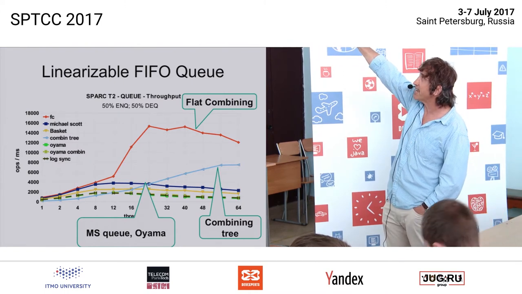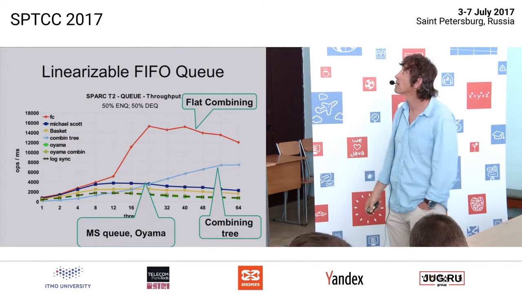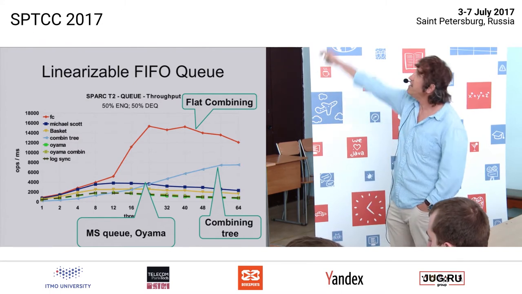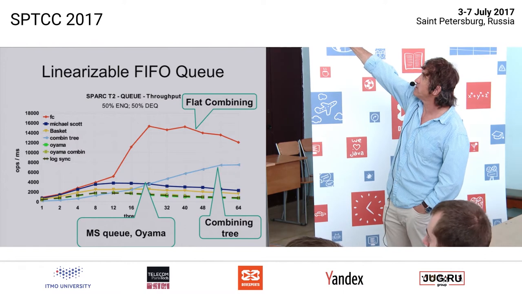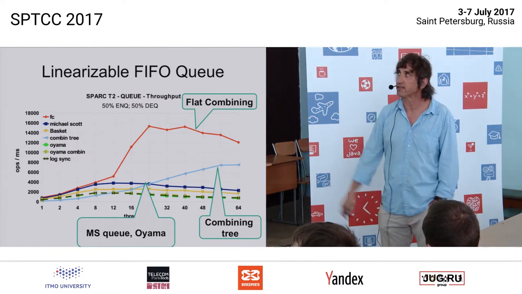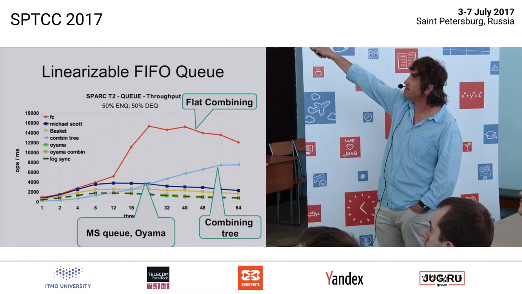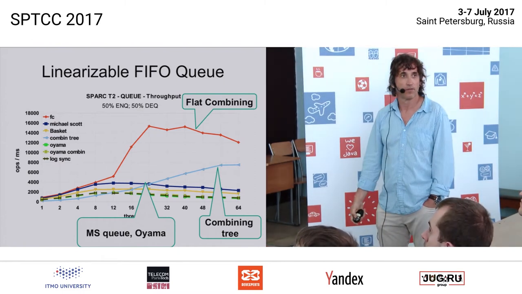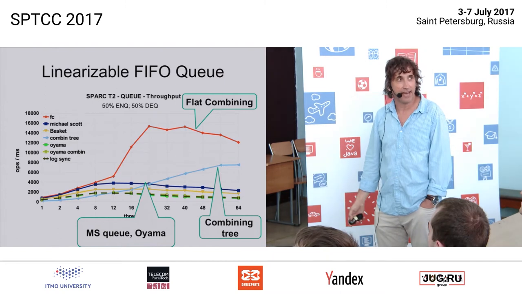And this is what I get by having this big fat lock. Here it deteriorates because my publication list gets longer a little bit, and I'm not getting more parallelism. But you can see that it just shoots up into the sky. Why is it doing that?